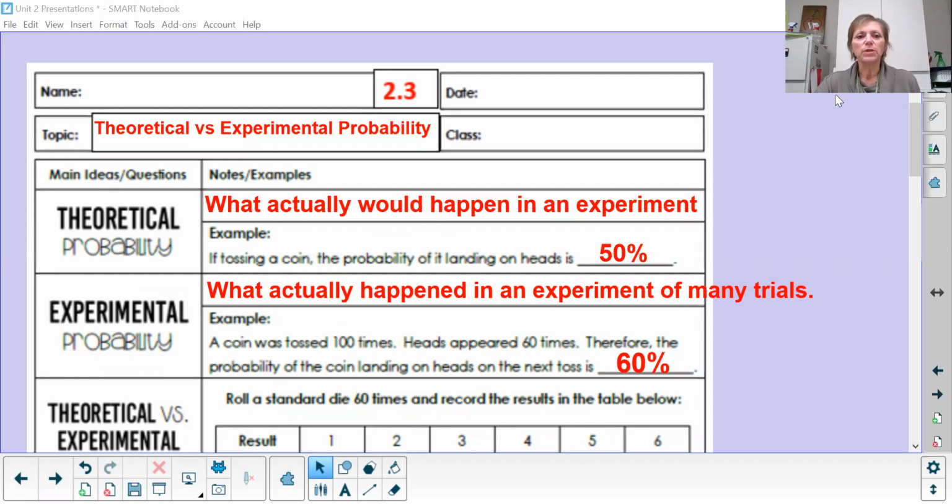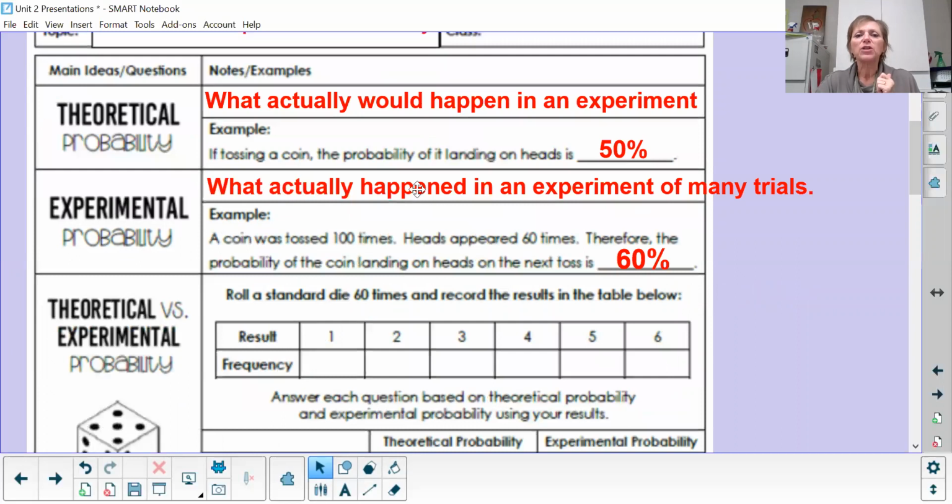Okay, so let's look at the subject today, theoretical versus experimental probability. Theoretical probability, you need to know that it is what actually would happen in an experiment. Not that it did happen, but what would if you did do an experiment. For instance, if you were to toss a coin, it has two sides. So the probability of getting one side or the other is 50%, or one out of two.